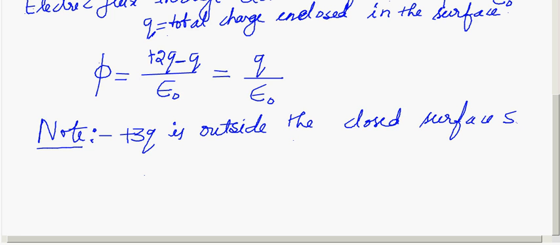We'll take another one. A charge Q is placed at the center of a cube of side L. What is the electric flux passing through each face of the cube?